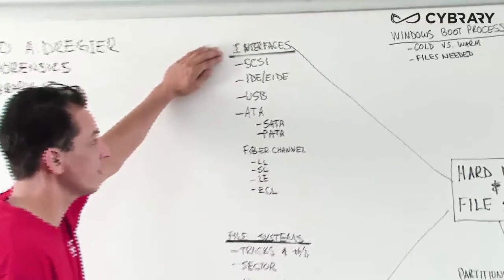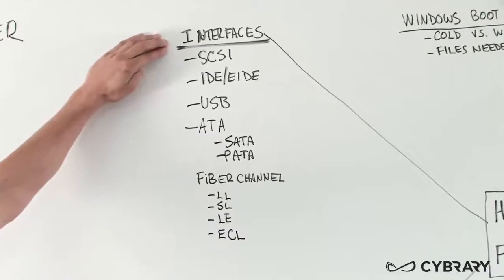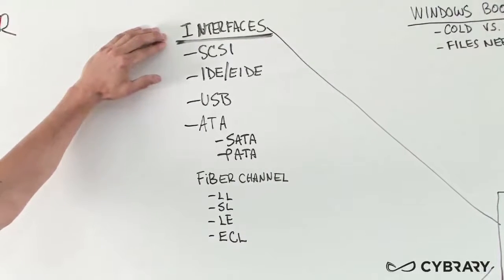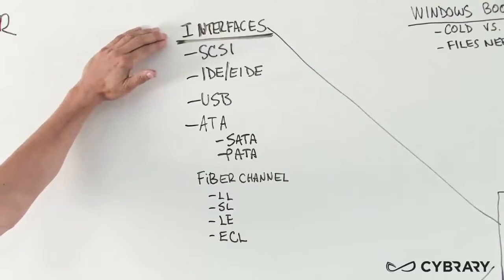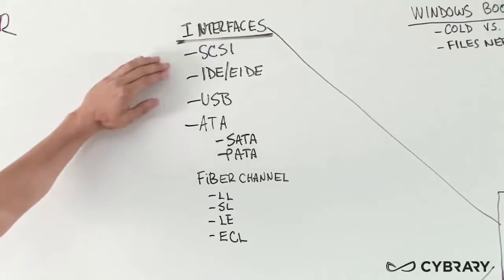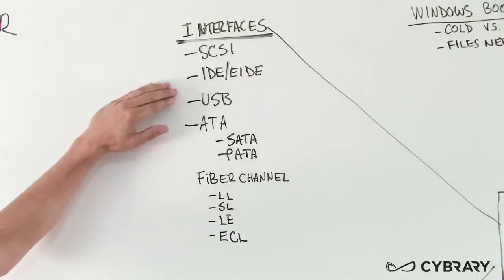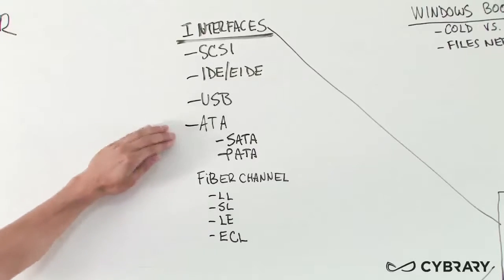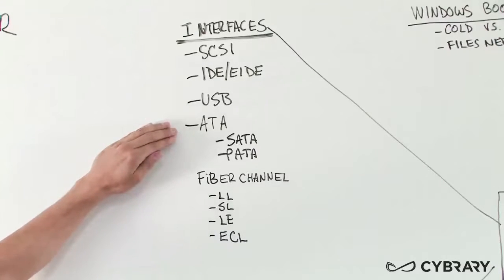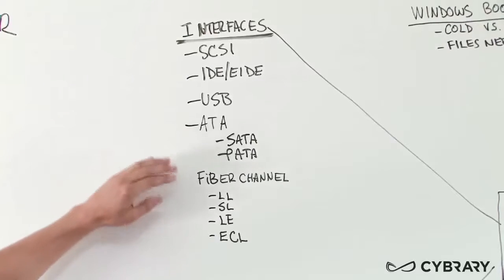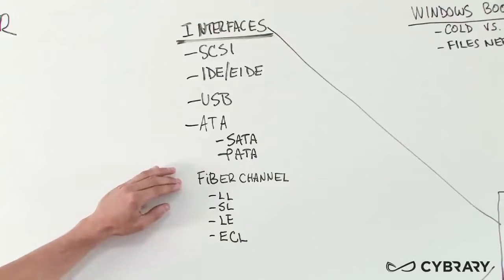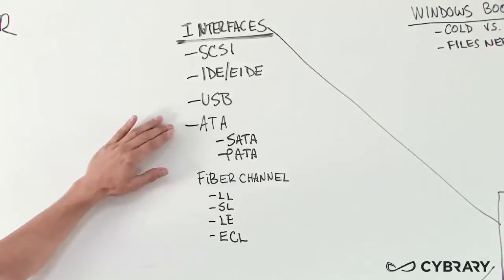Then we can look at all of the interfaces, right? It's one thing to know about the physical structure and the logical structure of the drives, but how are you actually going to connect to them? Is it going to be a SCSI drive or an IDE or the rather outdated EIDE or USB or ATA, SATA or PATA style drives? Or is it a fiber channel, which those are much, much more popular in the data center, where things like SATA are much more popular nowadays in the home market.